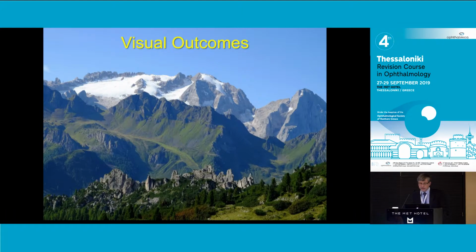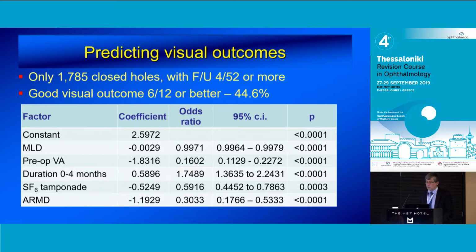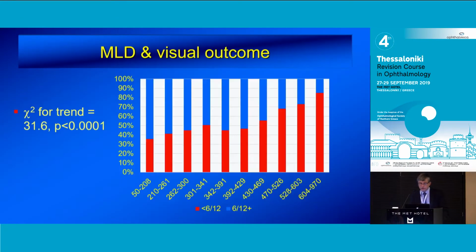The visual outcomes, again, are predicted primarily by the size of the hole, the minimum linear diameter, also the preoperative vision, and the duration of the patient's symptoms, and whether or not they have pre-existing macular degeneration. If they've already got a damaged RPE, then closing the macula over that doesn't necessarily improve the vision as much as we would want. In contrast to the anatomical success rate, where the graph was fairly flat and then shoots up at 500, when you look at visual outcome, it's a much more steady trend, with the visual outcome worsening for every micron increase in diameter.